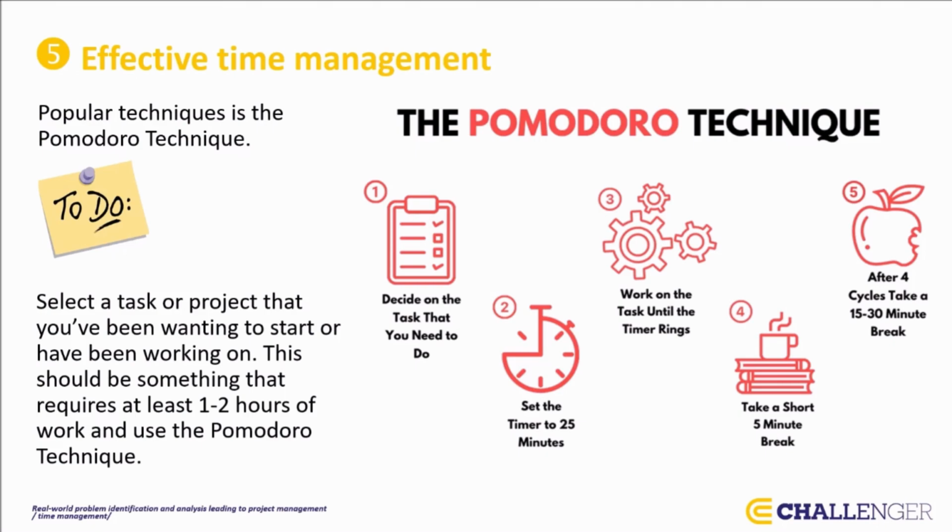First, you need to choose a task. Select a task or project that you've been wanting to start or have been working on. This should be something that requires at least 2 hours of work. Next, you get prepared, so remove all distractions from your work environment and prepare also your materials and timer.